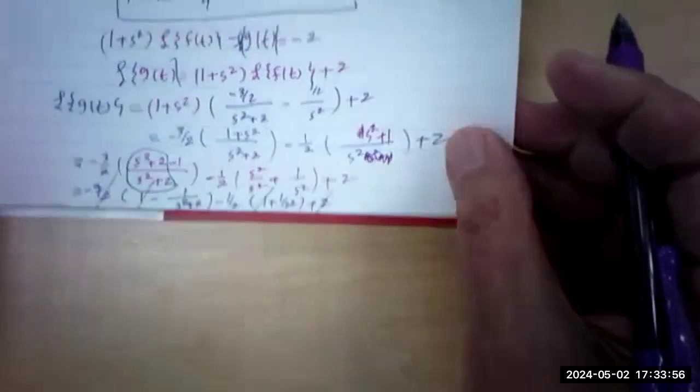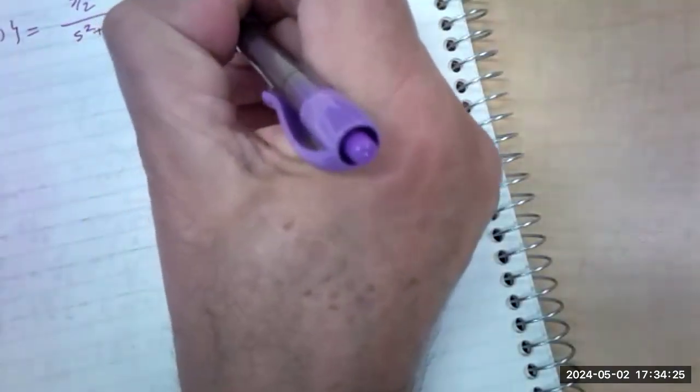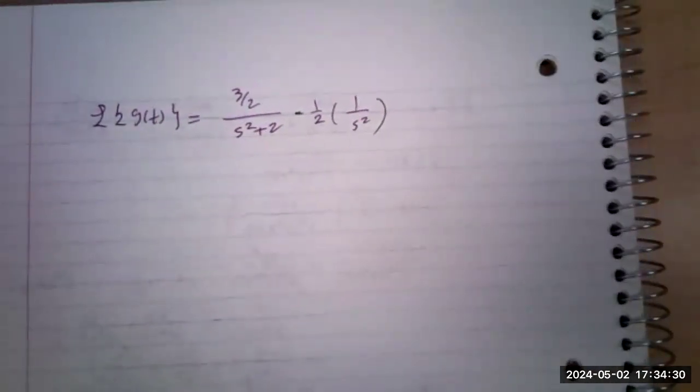Any question? So you end up with another short form that can give you this answer, but I'll talk about it later. So this is going to be the leftover, Laplace of g of t. Nicely, everything will cancel out. You get the 3/2 over s squared plus 2. Everything else cancels out. -1/2 times 1 over s squared, and that's exactly minus the other one that you got.